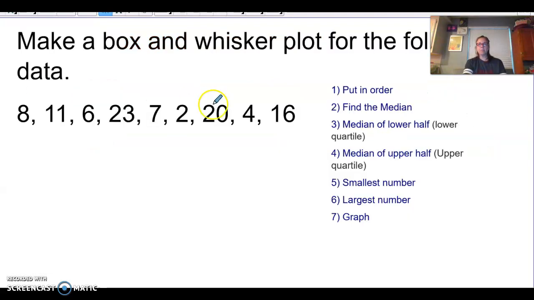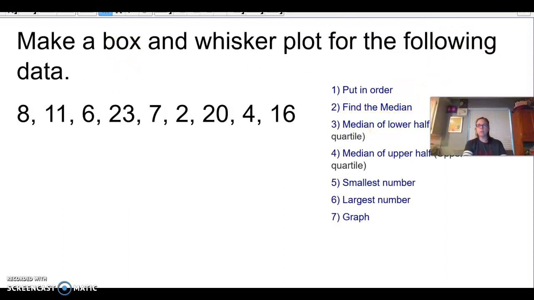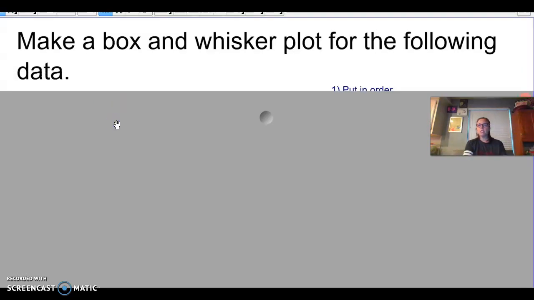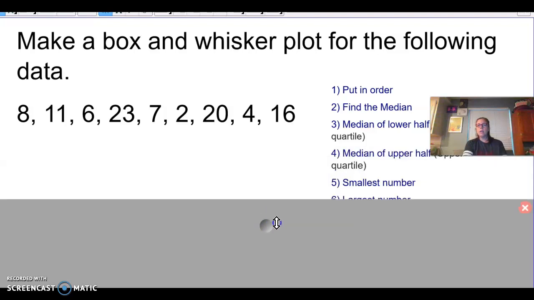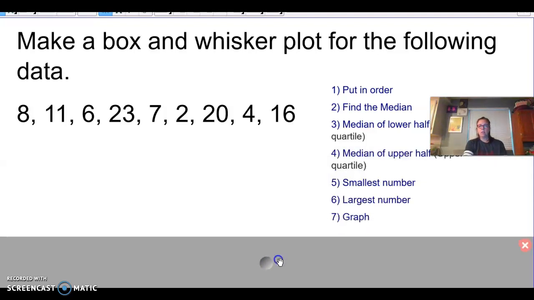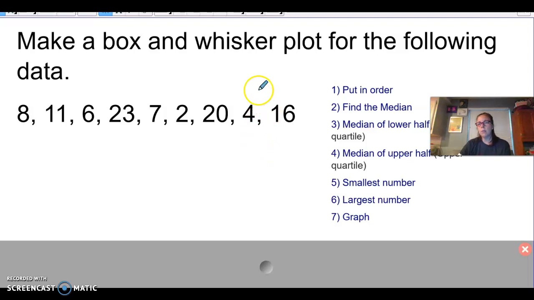So don't worry about this yet. Right now, let me make this a little less overwhelming. We're going to make a box and whisker plot from the following data. So pause it and write that data down. When you come back, these are the steps to do a box and whisker plot. If you follow these steps, you will be just fine.